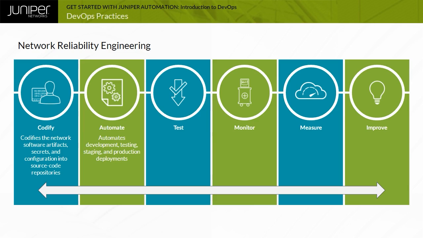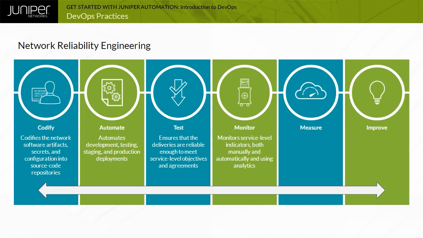and systems integration. Test. Through automation, staging, and stress testing, an NRE ensures that the deliveries are reliable enough to meet service level objectives and agreements. Monitor. An NRE monitors service level indicators, both manually and automatically, and using analytics, triggers automatic responses and alerts for anomalous and statistically meaningful events. Logs and telemetry are collected and analyzed to derive insights used to optimize network performance.